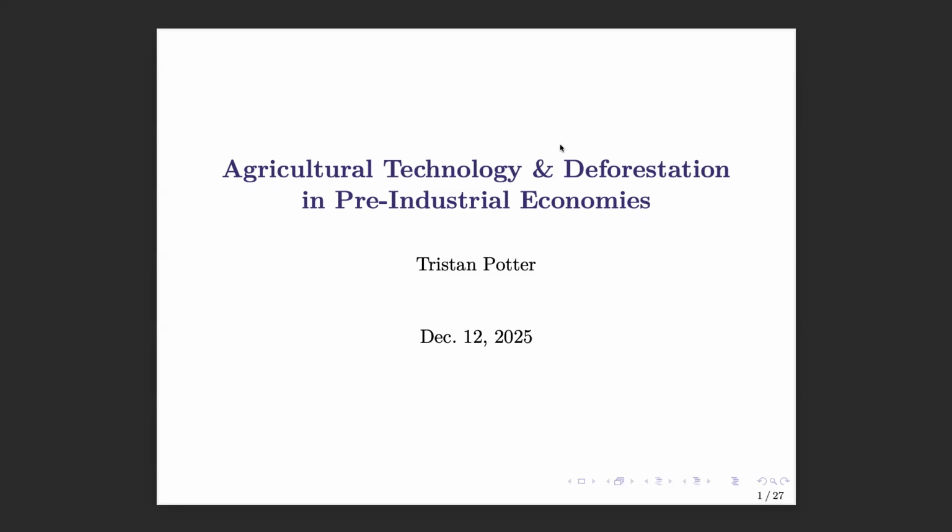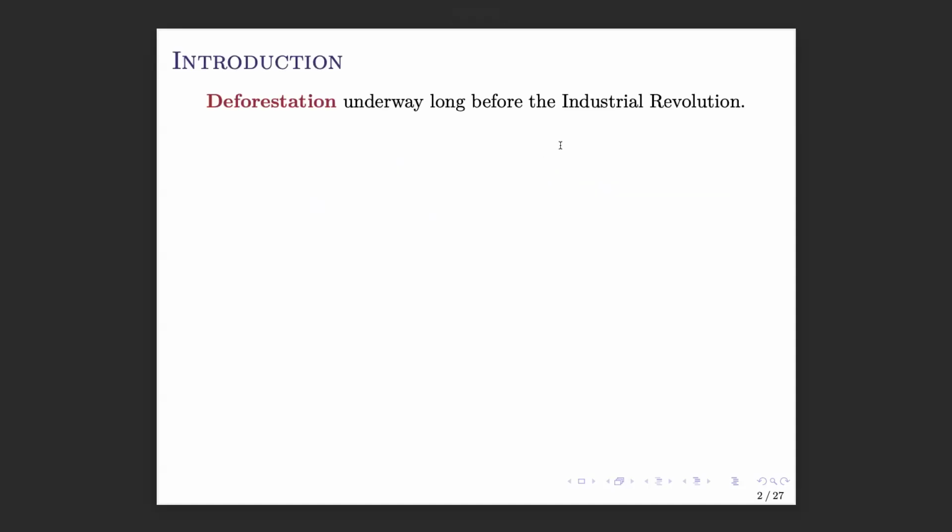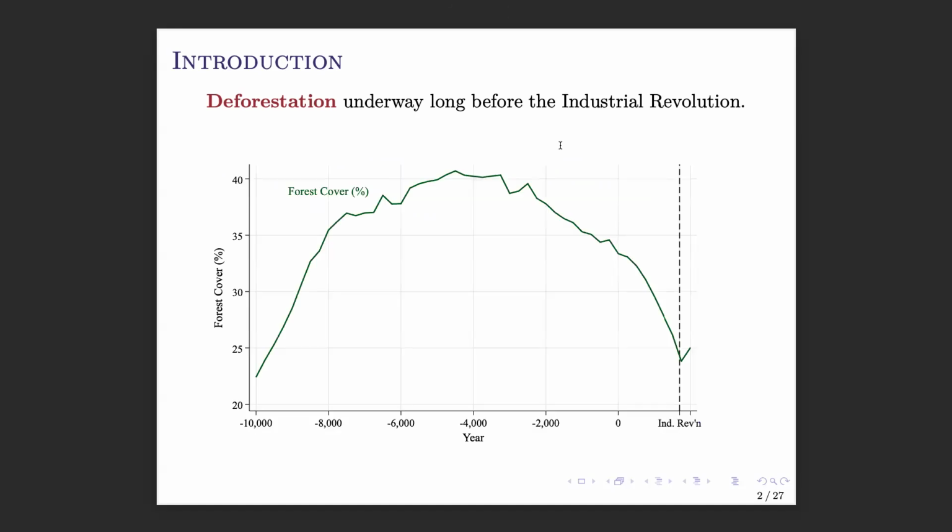Okay, so, see, I can change my slides. The motivating observation here is that deforestation was underway long before the Industrial Revolution happened. And we can see this, this is from my data, just by plotting the share of forest cover globally, going back 12,000 years all the way up through the Industrial Revolution. So we see this, say, 7,000 year run up in declining forest cover. And this is the motivating observation here.